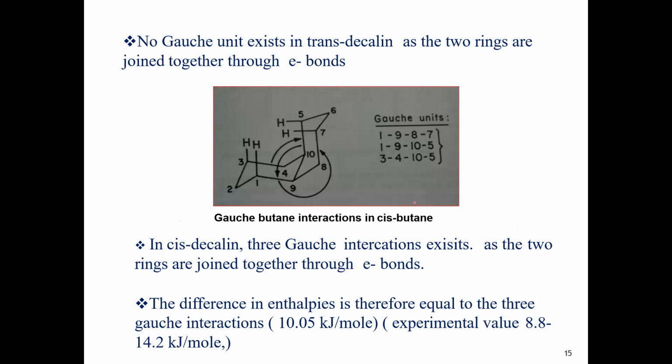Now gauche unit exists in trans-decalin as the two rings are joined together by equatorial bonds. In trans-decalin there is no gauche interaction because the two rings are joined equatorially; both bonds are equatorially attached to the other ring. In cis-decalin, there are 3 gauche interactions.